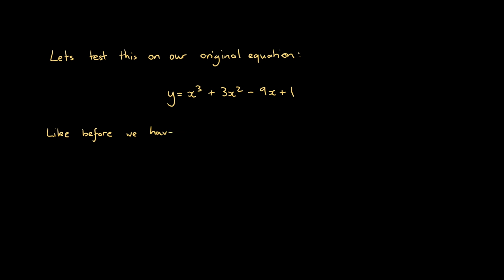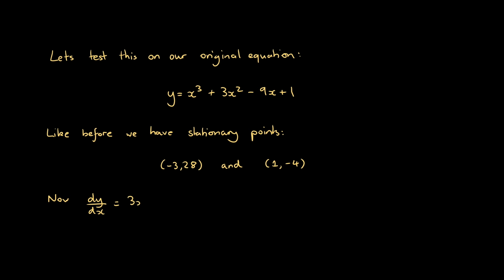So let's now apply what we've learned to our original equation. Remember, we had y is equal to x cubed plus 3x squared minus 9x plus 1. And like before, we had the stationary points (-3, 28) and (1, -4). Now dy/dx is equal to 3x squared plus 6x minus 9, and now the derivative of that would be d squared y over dx squared, which is 6x plus 6.